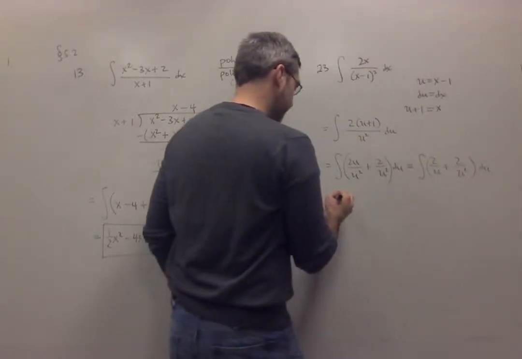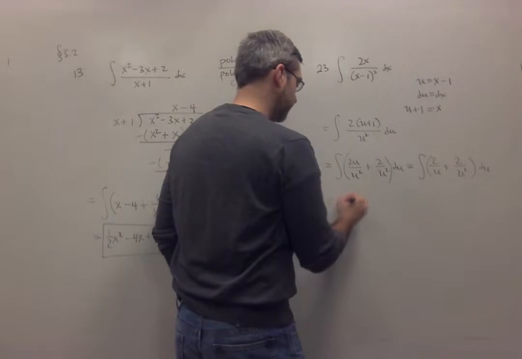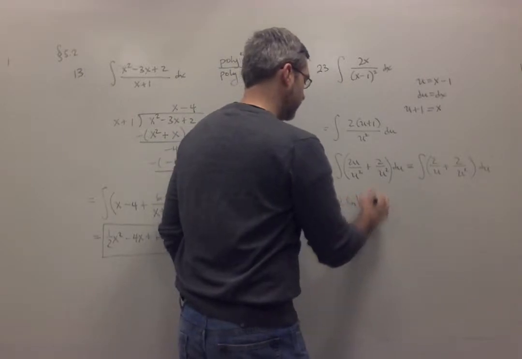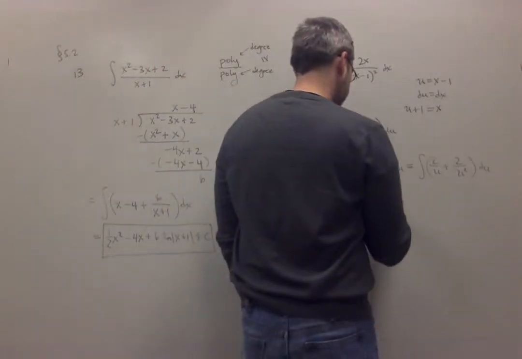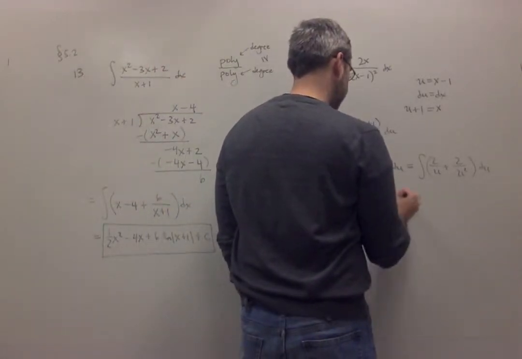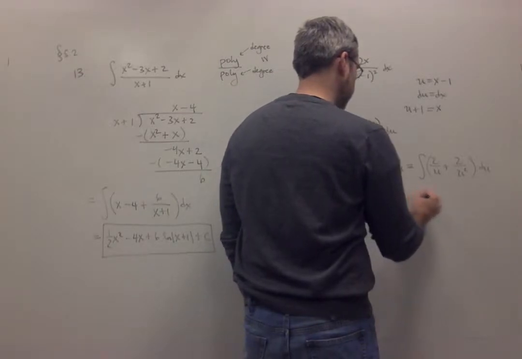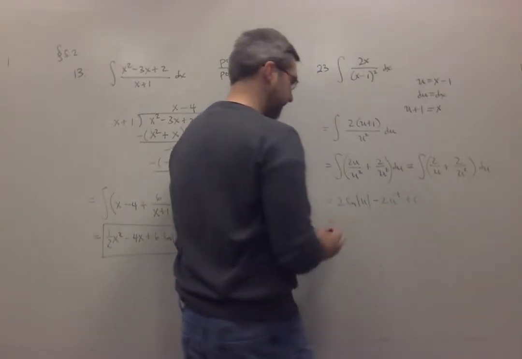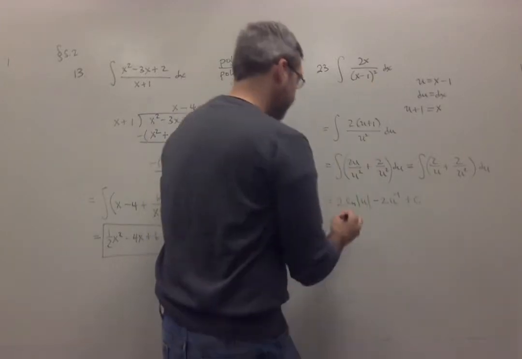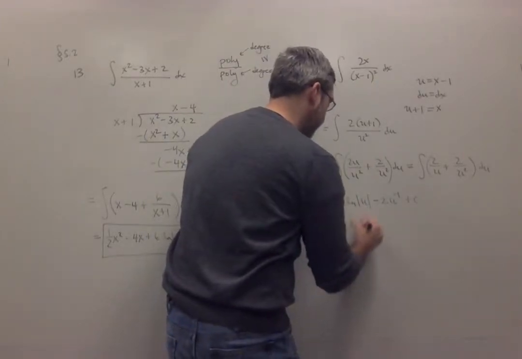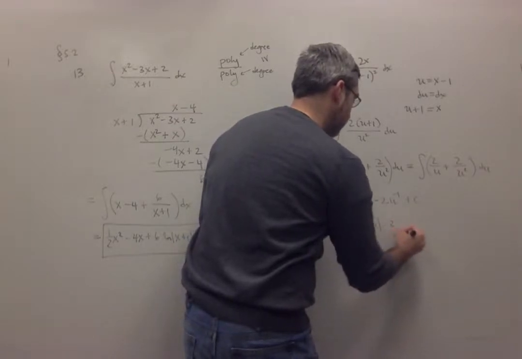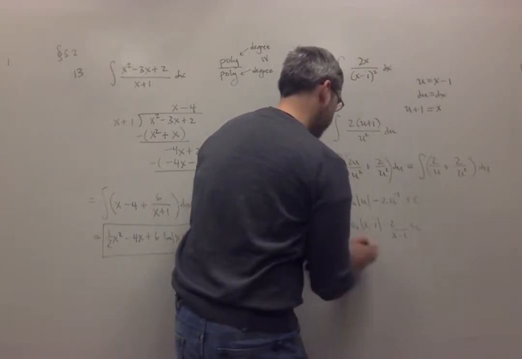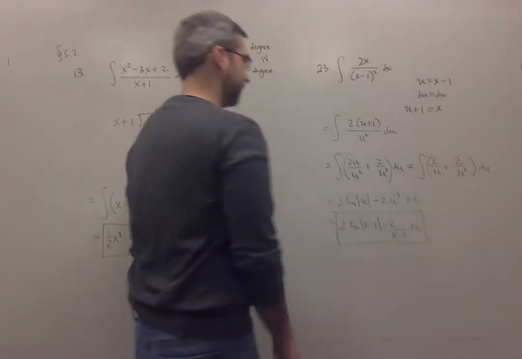So from there you should feel pretty comfortable that 2 over u is going to be 2 natural log of absolute value u minus 2 u to the minus 1. Again, plus c, do not forget that. And then we substitute back in. U is x minus 1. Okay? So that is our answer there.